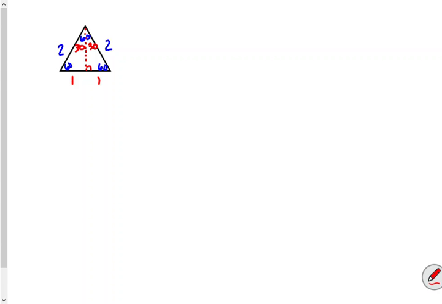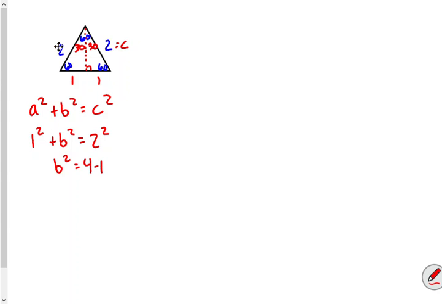Now you should also remember from your geometry class the most basic idea, which is that a squared plus b squared will equal c squared, where c is the hypotenuse of the right triangle. So let's plug these in. I'll use 1 as a, so we'll say 1 squared plus b squared will equal 2 squared. And if I simplify that, I end up getting b squared equals 4 minus 1, or b equals the square root of 3.